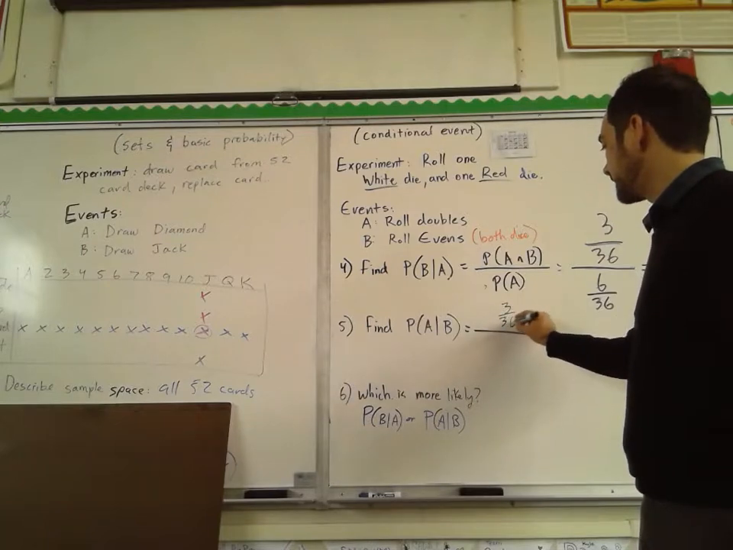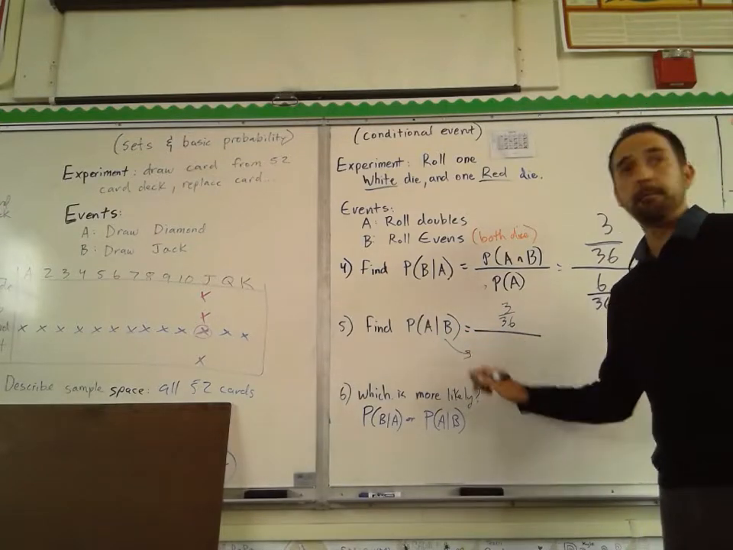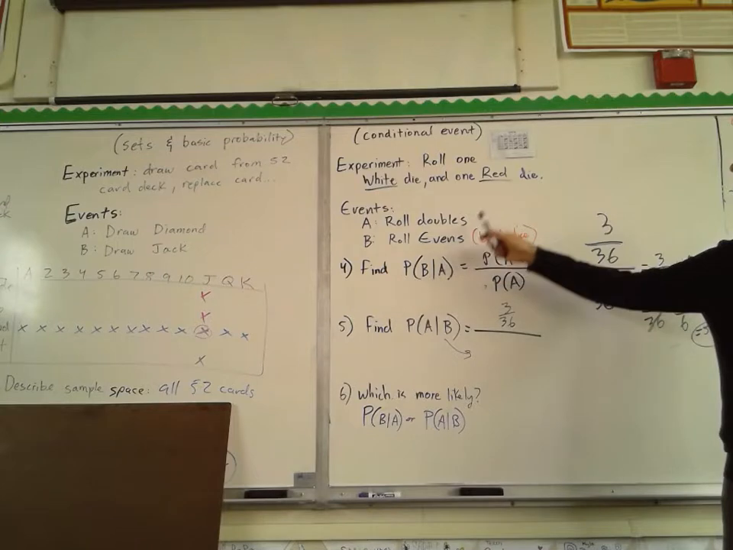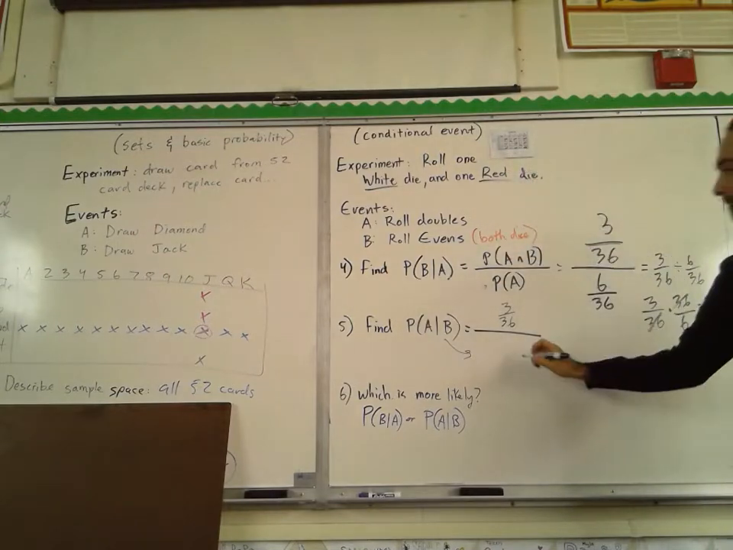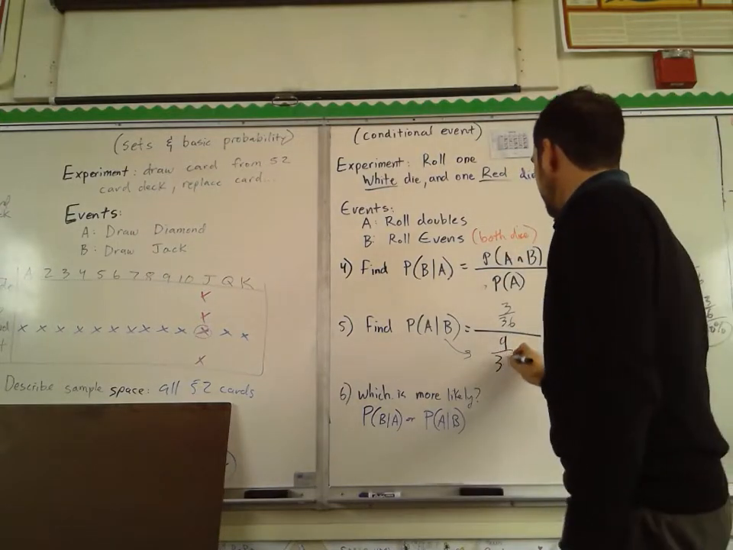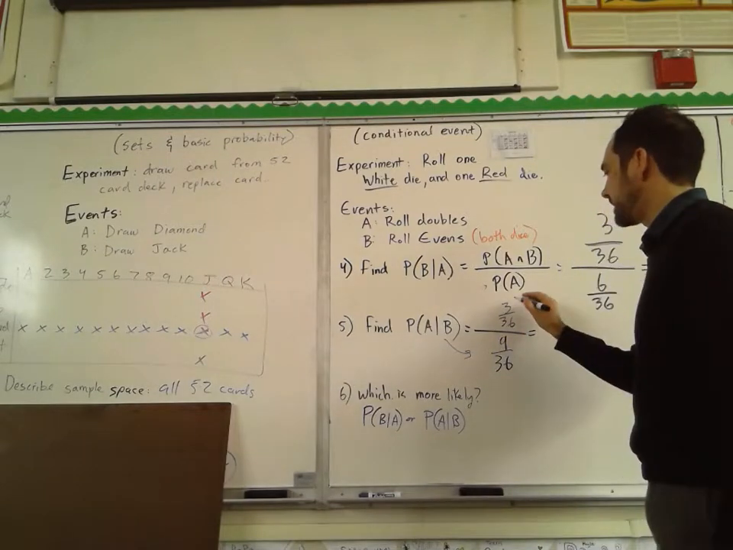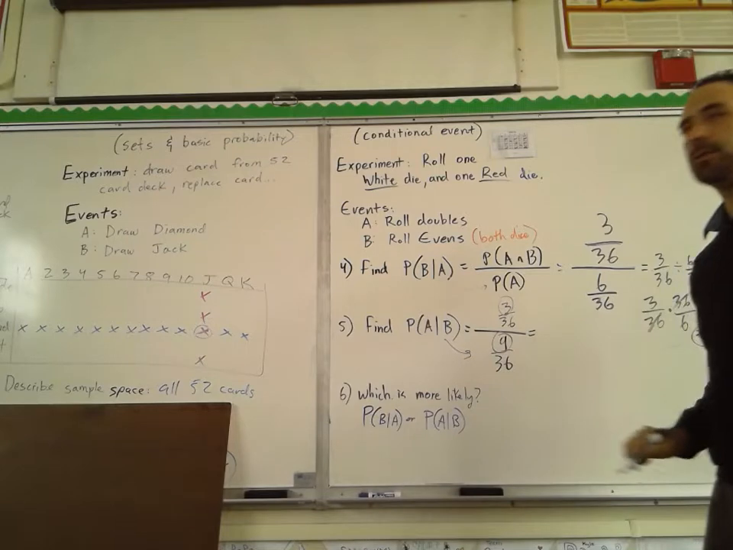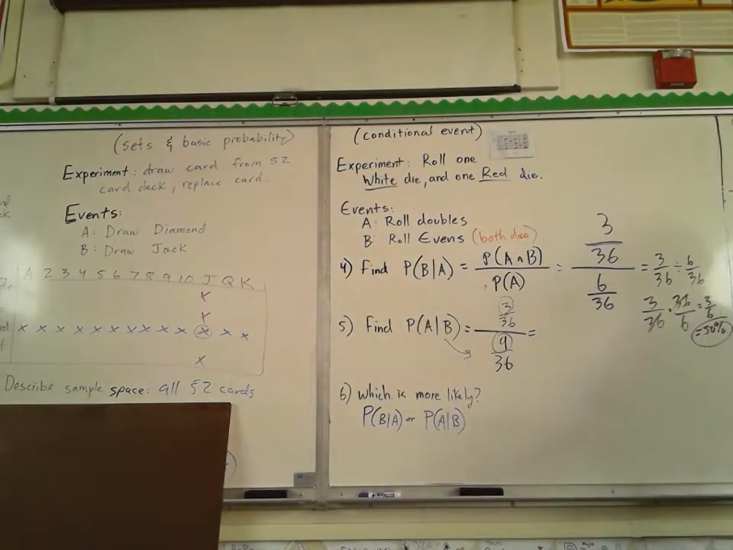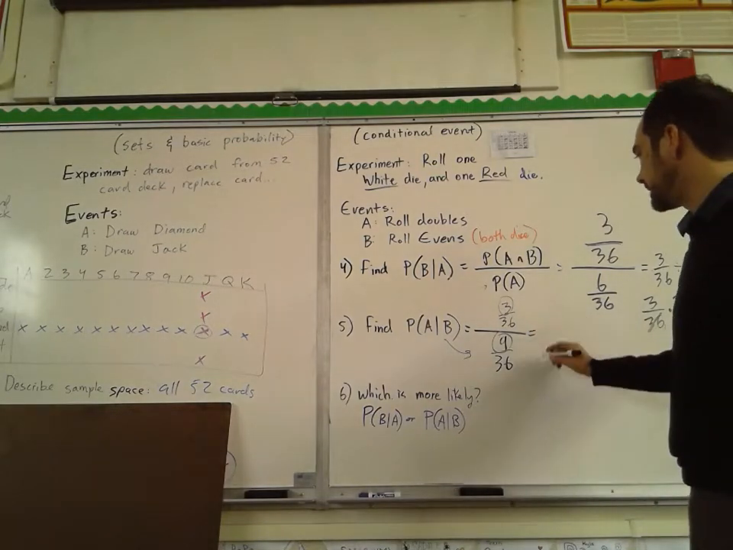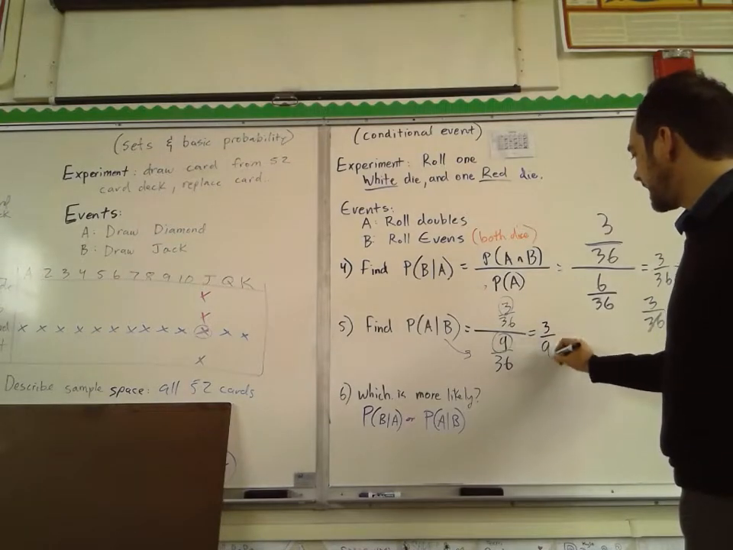What is the probability of B? Let's see. Rolling evens, what do we have? 9 out of 36. Again, you could work the probability out just based on the number of options. I just have you do this to have it uniform throughout. We're always using the probabilities here. 3 over 9, 33%.